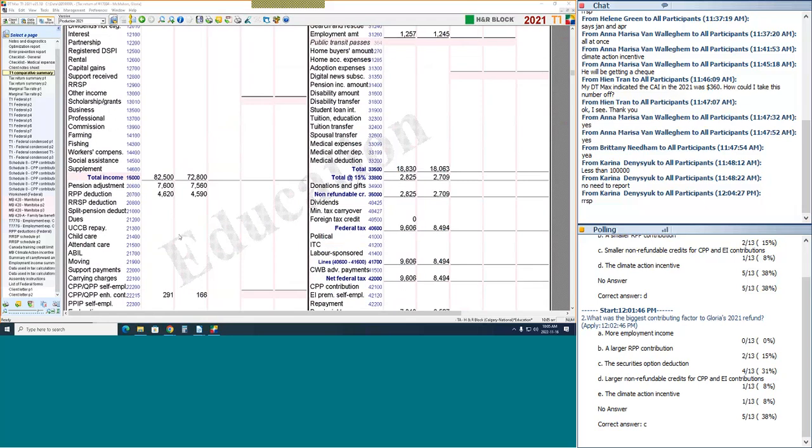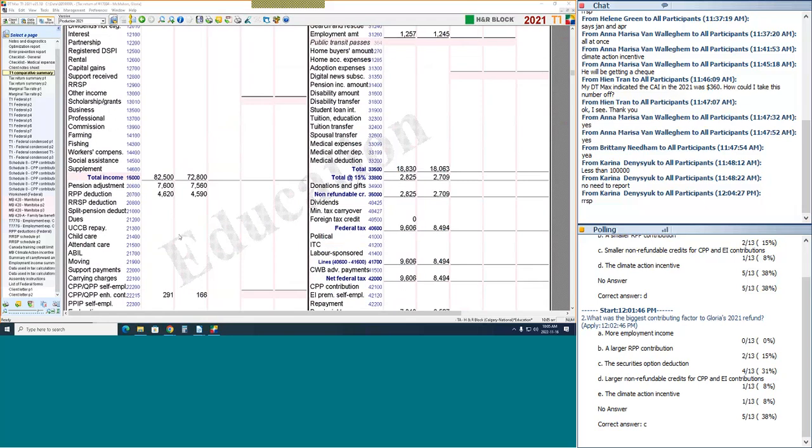She's in the second tax bracket. She's getting closer and closer to the third tax bracket. As she goes up in tax brackets, those RSPs become more beneficial. Or other options. She could donate. She could contribute to a political party. Lots of things that she could do to improve her refund for next year.